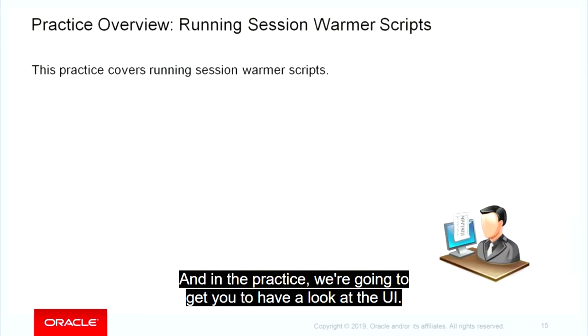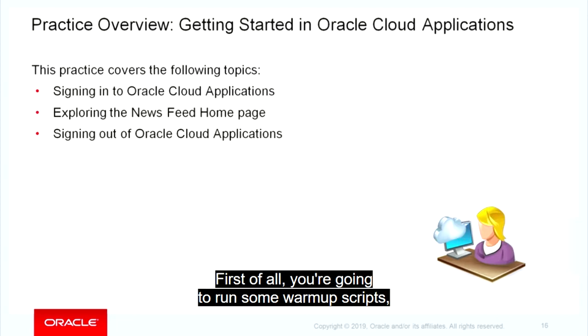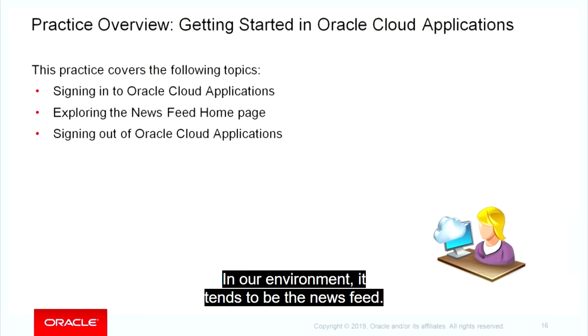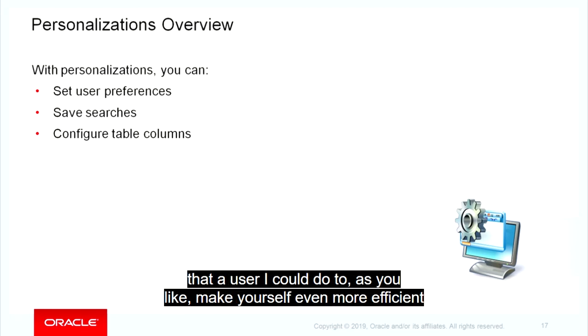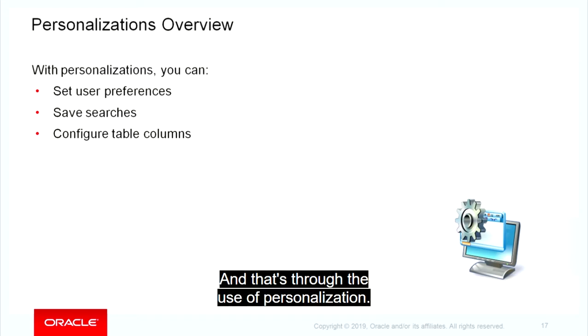And in the practice, we're going to get you to have a look at the UI. First of all, you're going to run some warm-up scripts, have a look at the newsfeed UI that we've got set up. Our default in our environments tends to be the newsfeed, but I'll show you quickly how you can also move to the simplified UI. We're then going to move on to look at typical things that a user could do to, if you like, make yourself even more efficient in moving through the UI, and that's through the use of personalization.